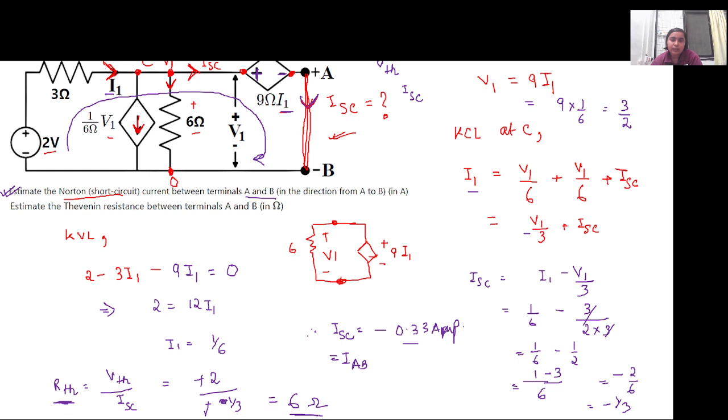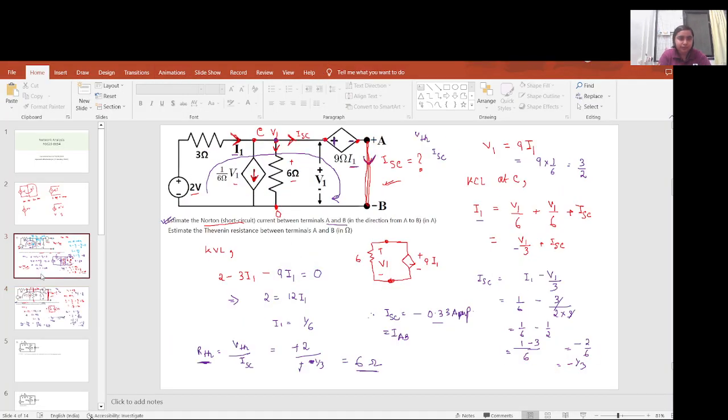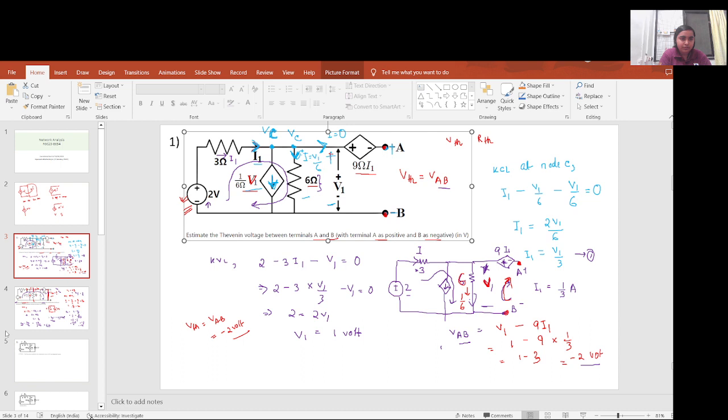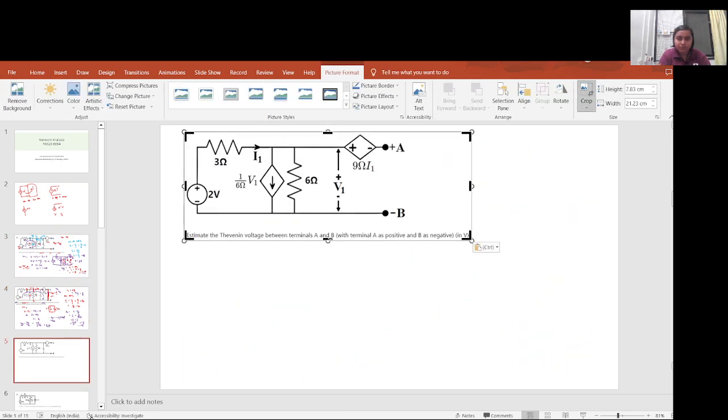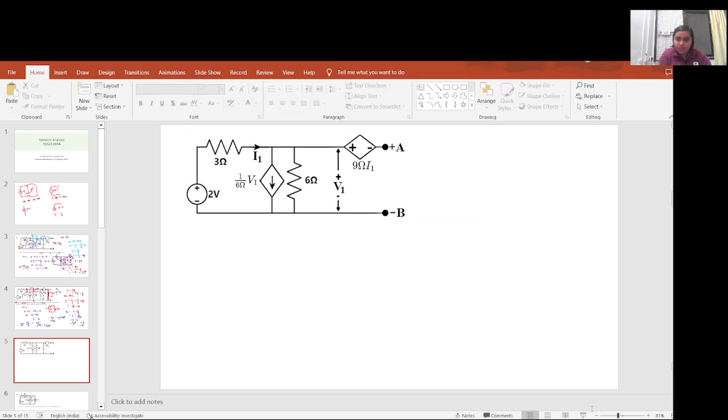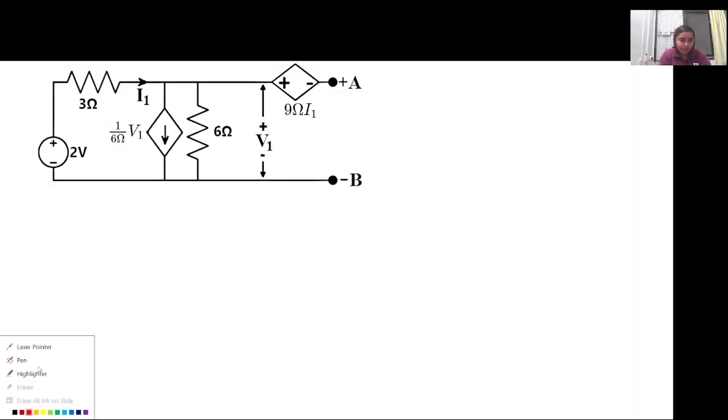Ma'am, how is V1 equals to 9 into I1, ma'am? Okay, so just consider this much part of the circuit. Let me take a different page. So you see, in the second case, this AB is short circuited, right? So there is a connection between A and B. This is the short circuit current.